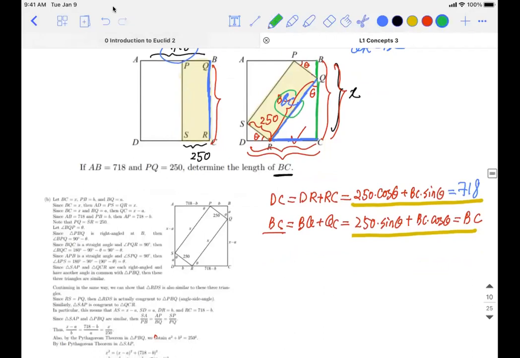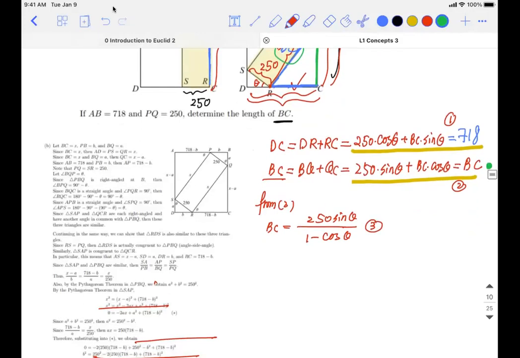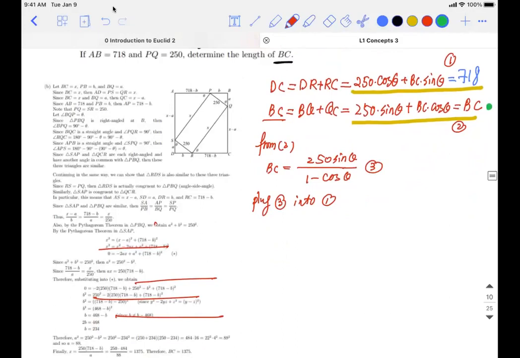From either one alone, of course, you won't be able to solve it, because you have too many variables. But from the second equation, you can do a quick calculation. This is number 1, this is number 2. From number 2, you can find out BC equals 250 sine theta over 1 minus cosine theta. I call that number 3. Then what are you going to do? Plug number 3 into number 1. There's not much else you can do.